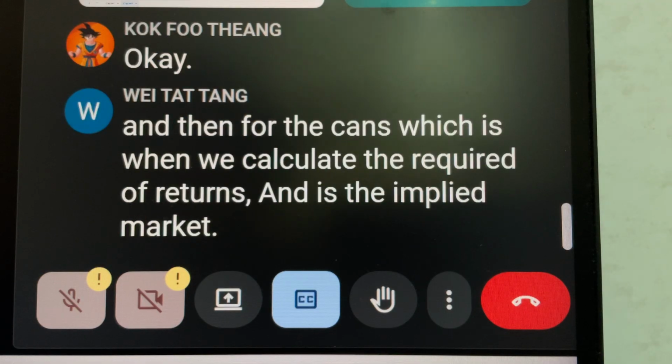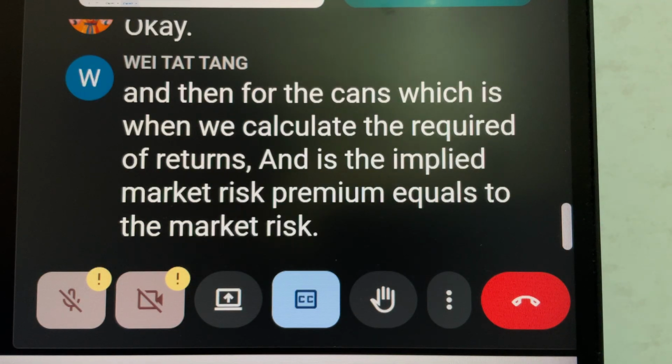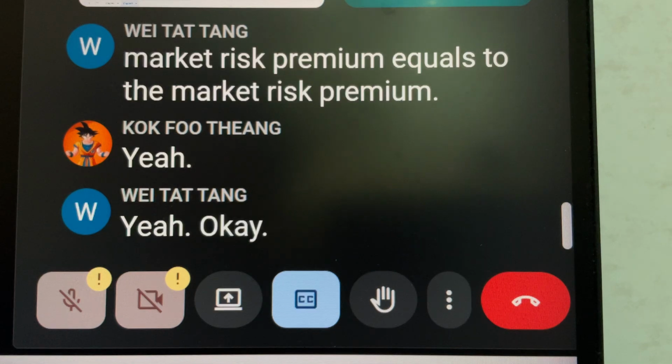implied market risk premium equal to the market risk premium? Yeah. Okay. All right. Thank you, sir.